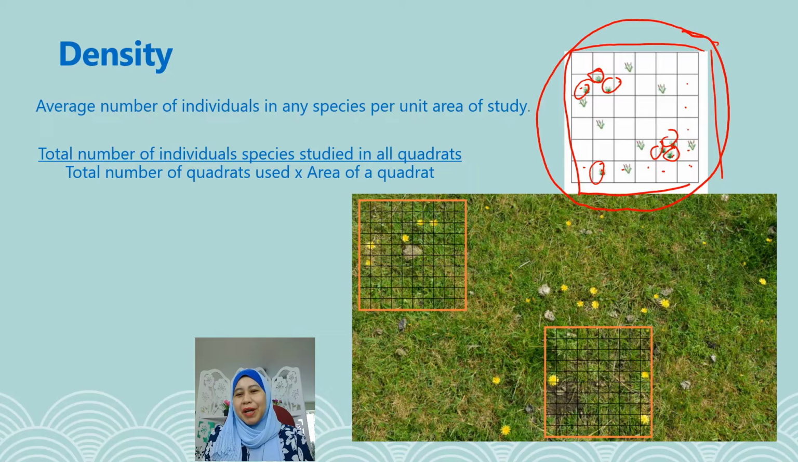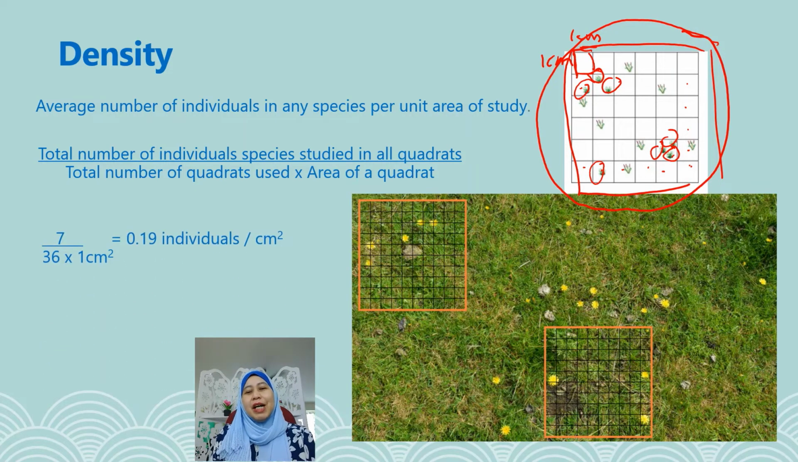Area of a quadrat. Let's say the area of a quadrat, meaning we take, let's say this is 1 centimeter square. This one is 1 centimeter, this one is 1 centimeter, so the area is 1 centimeter square. So put it in the formula. We have 7 just now divided by 36 times 1 centimeter square. Punch in your calculator and you will get 0.19 individual per centimeter square for the bunch grass.